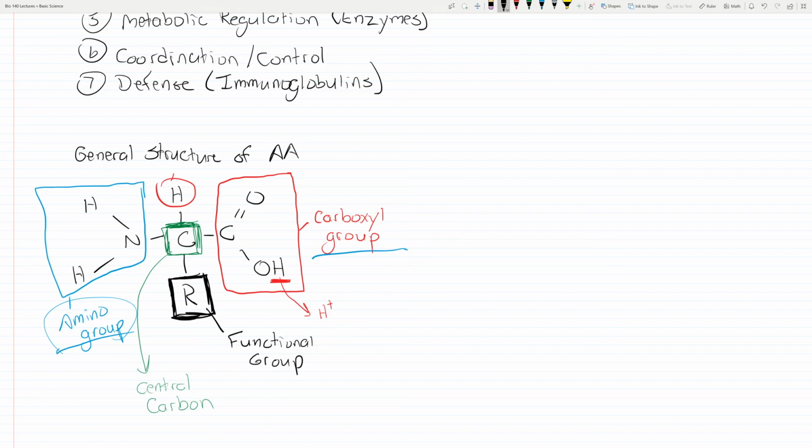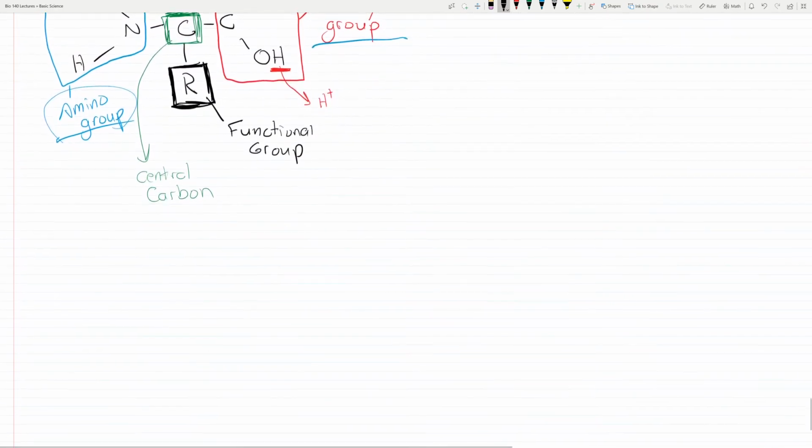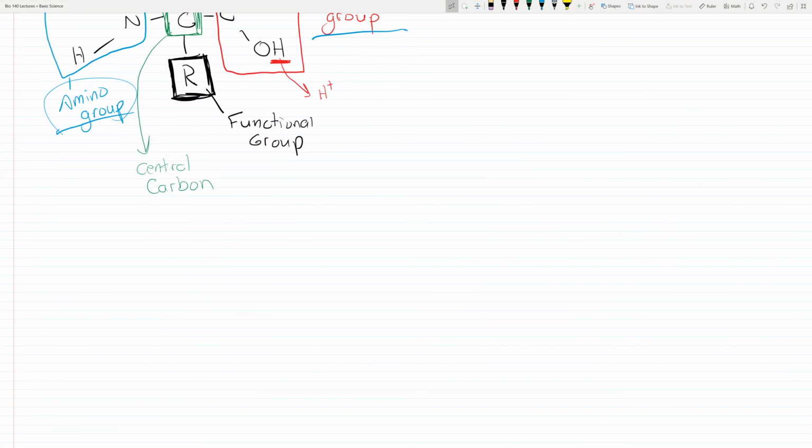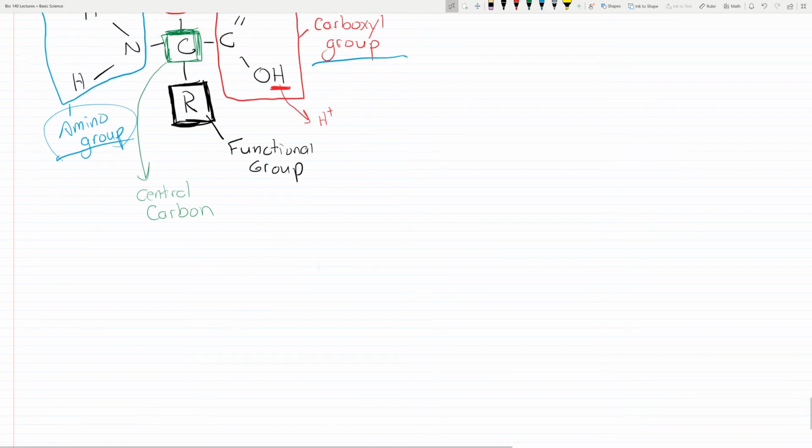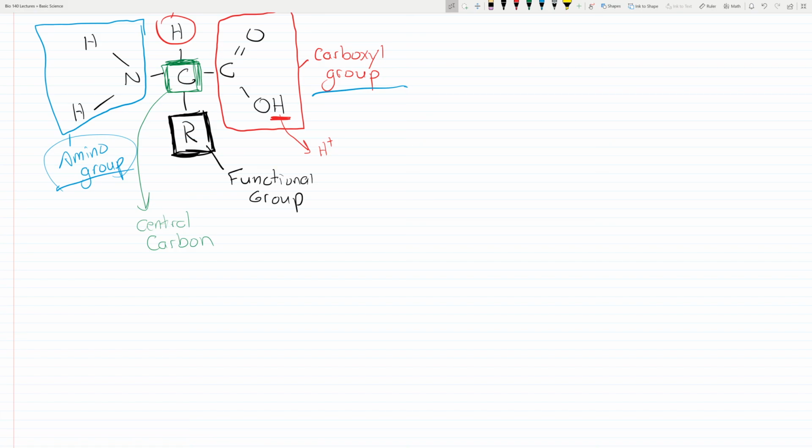So that's it. Now how do we make a protein? It's actually quite simple. If I want to make a large protein, there's only one reaction that the body will use to make things larger, and that is a dehydration synthesis. So we're going to show you a dehydration synthesis. We're going to draw one amino acid here. We've got an amino group, central carbon, our functional group or R group, and our carboxyl.